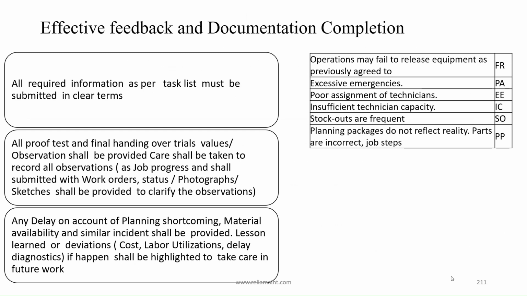Completion. All required information as per task list must be submitted in clear terms. All proof test and final handing over trials values/observations shall be provided. Care shall be taken to record all observations as the job progresses and shall be submitted with work orders. Status/photographs/sketches shall be provided to clarify the observations. Any delay on account of planning shortcomings, material availability, and similar incidents shall be reported. Lessons learned or deviations, cost, labor utilization, and delay diagnostics, if happened, shall be highlighted to take care in future work.